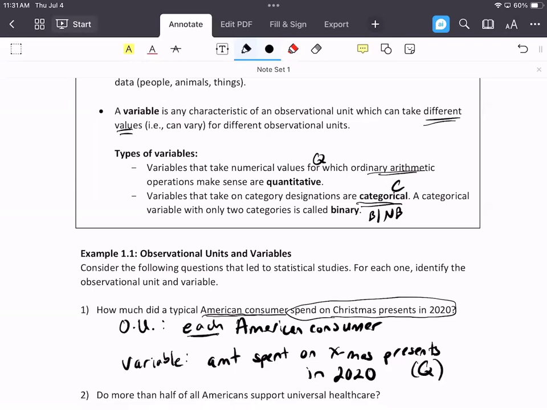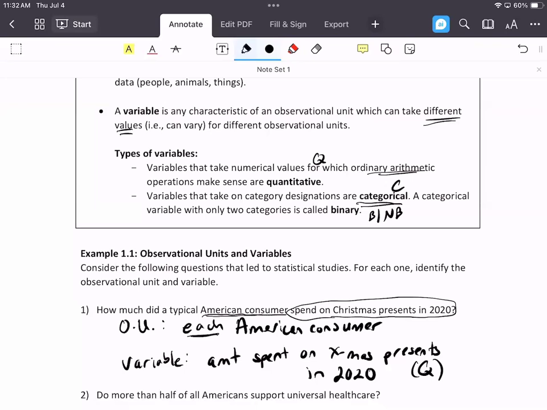On the other hand, if I had said, did the typical American consumer spend more than $500 in 2020 on Christmas presents? The person would be asked, did you spend more than $500? And the answer would be yes or no. That would be categorical. They're not going to give you a number necessarily. They're either going to say, yes, I spent more than 500, or no, I didn't. Hopefully that takes care of that example.